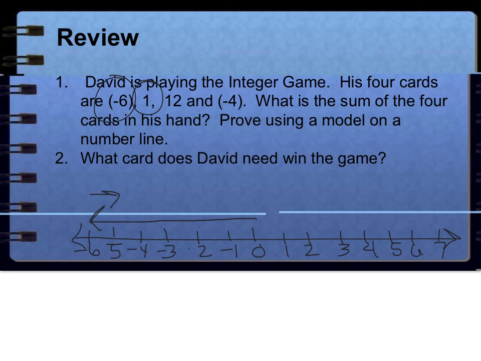That represents our 1. We're going to continue again where that last vector ended, but this time we're going to continue 12 to the right. So 1, 2, 3, 4, 5, 6, 7, 8, 9, 10, 11, 12 brings us here. And our last vector will represent the negative 4. So we will start here and move back 1, 2, 3, 4. And I believe David has an answer of the sum of 3 in his hand. So David would have to somehow get a negative 3 in his hand in order to win the game.